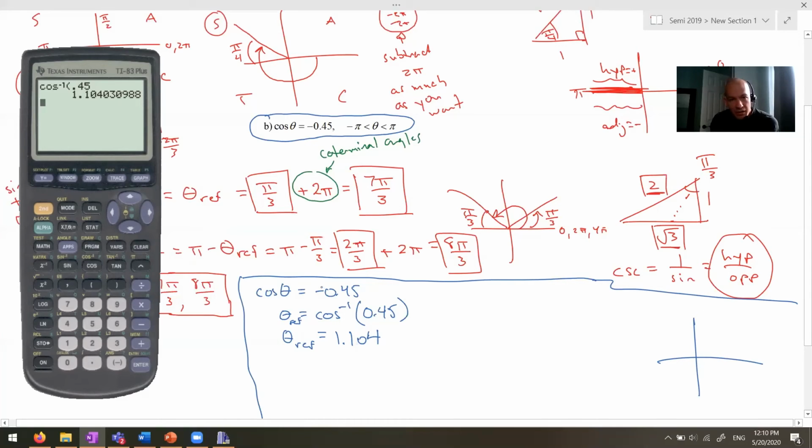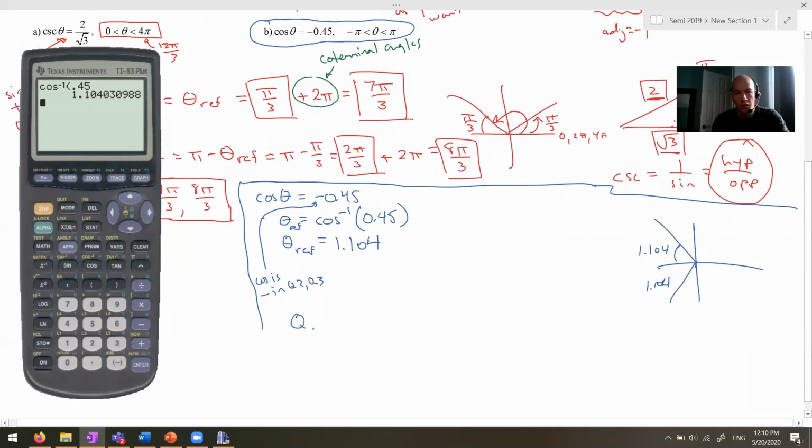Now keep in mind, that negative sign there tells us cosine is negative in quadrants 2 and 3. So what we've got here is a quadrant 2 and a quadrant 3 angle and a reference angle of about 1.104 radians. So in quadrant 2, my standard position angle, as always, is pi minus the reference angle.